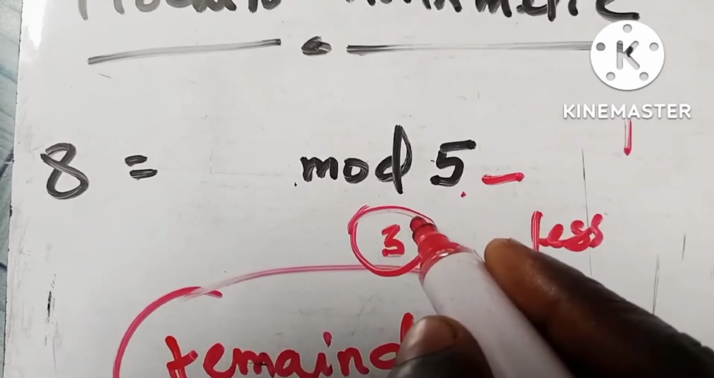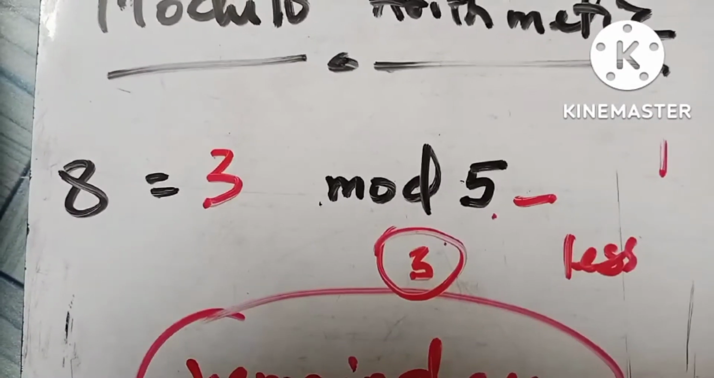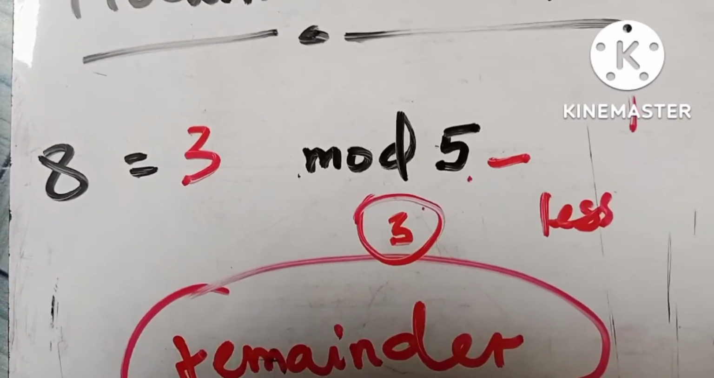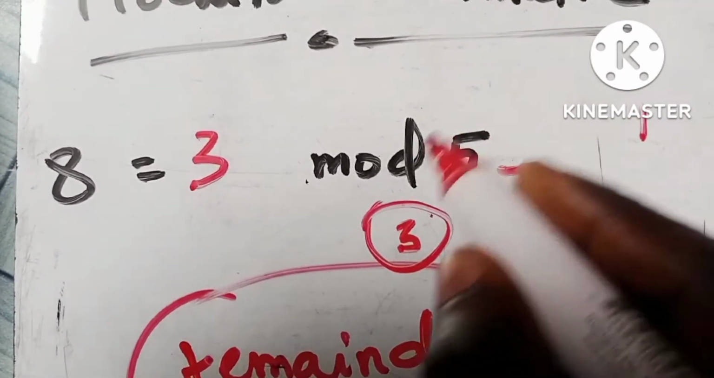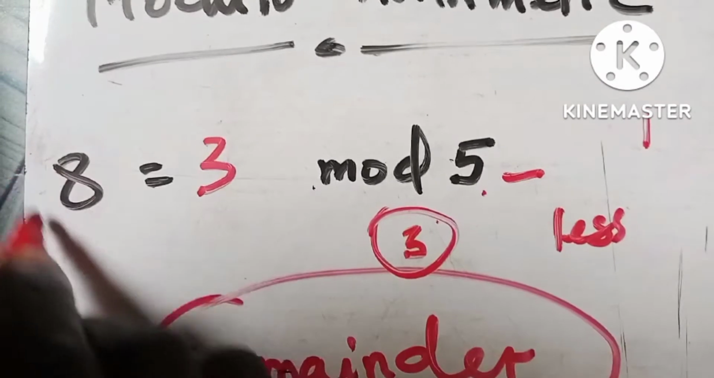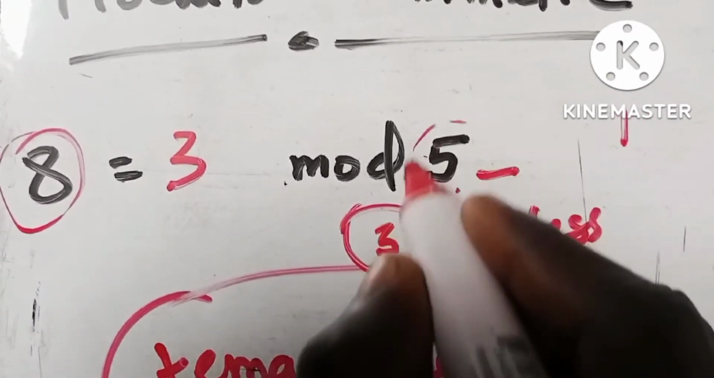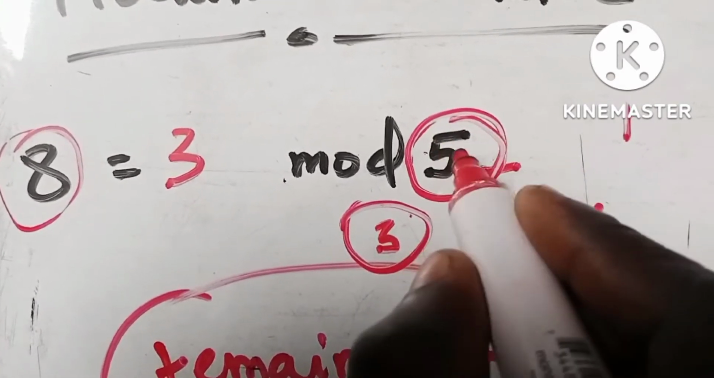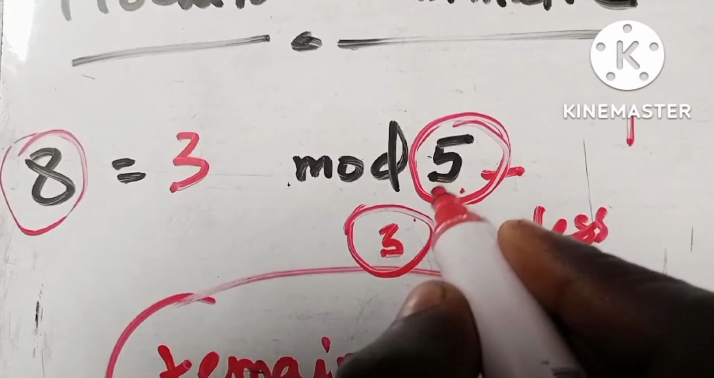This is not up to 5. So you say that 8 mod 5 is equal to 3. We are always interested in what remains, not what we are giving out. Does it make sense? Here we have the total amount of 8 cedis. The modulus is what we give out. You don't give anything that is less than the modulus, which in this case is 5.